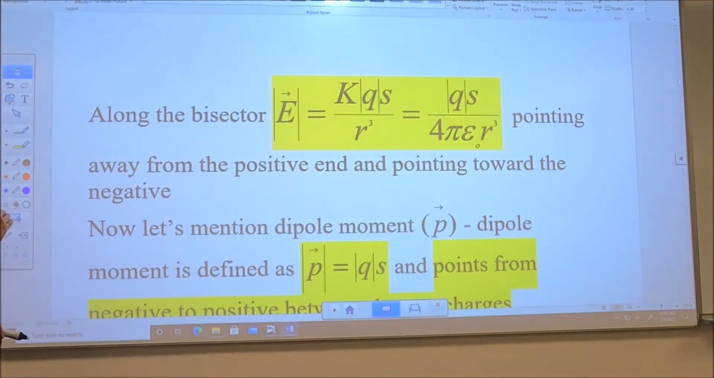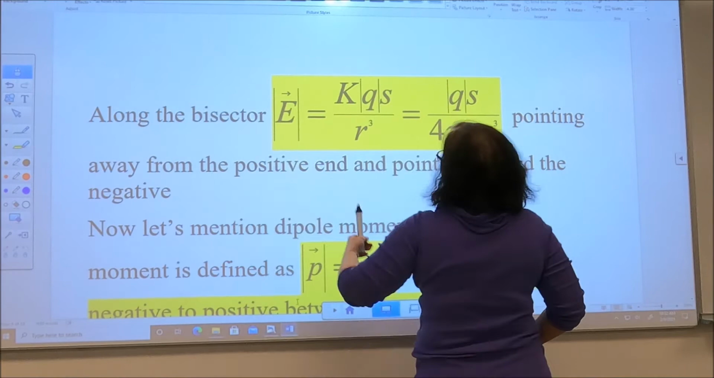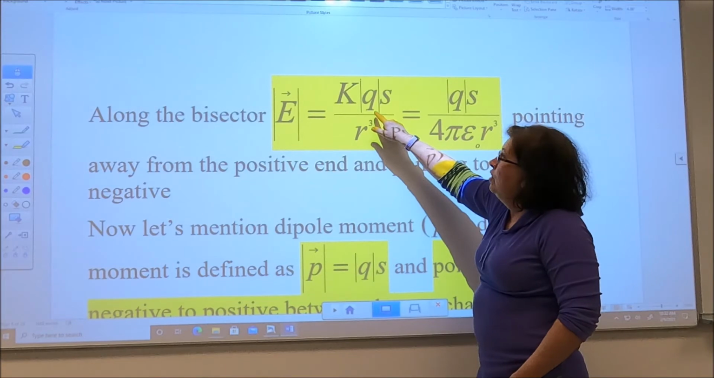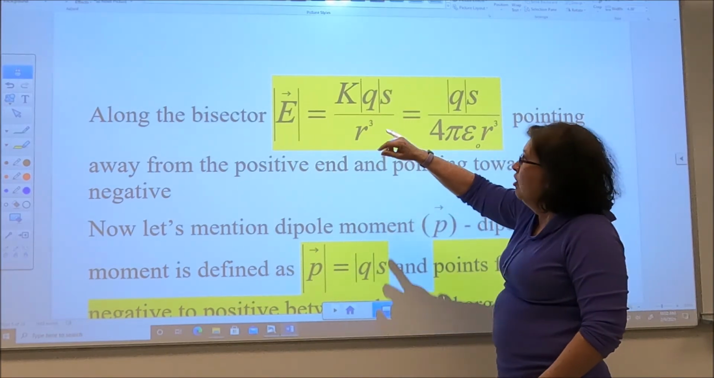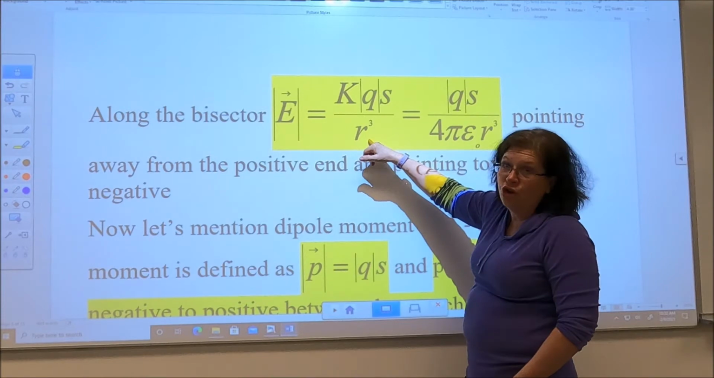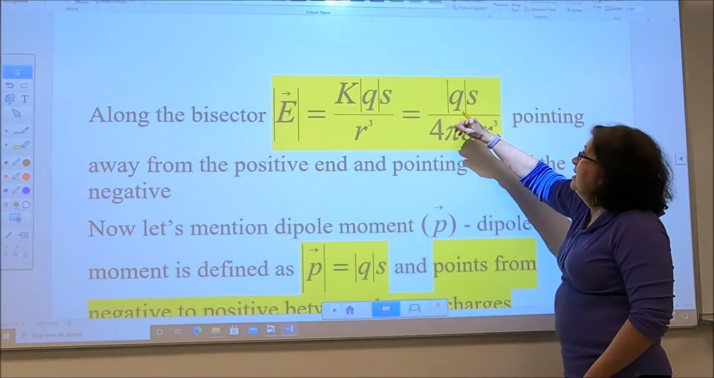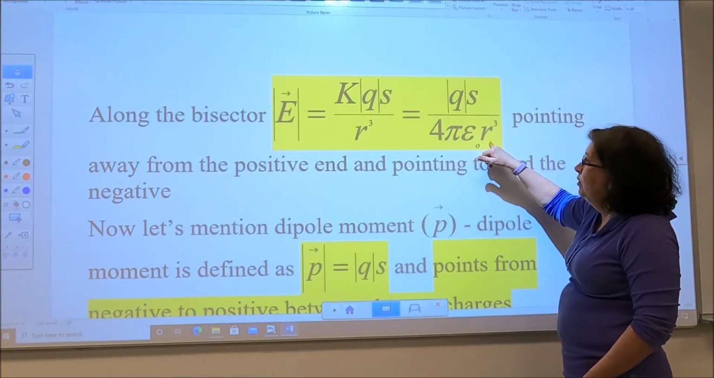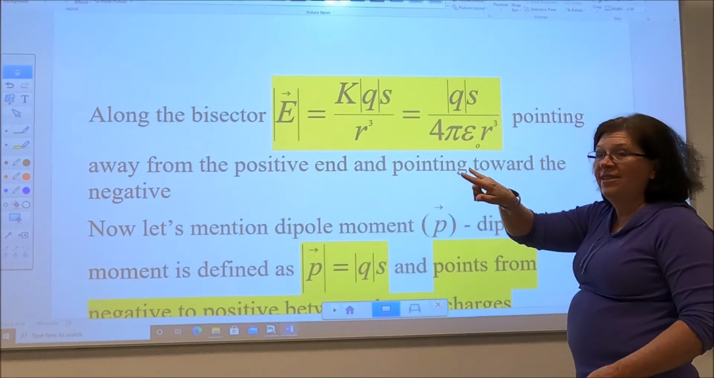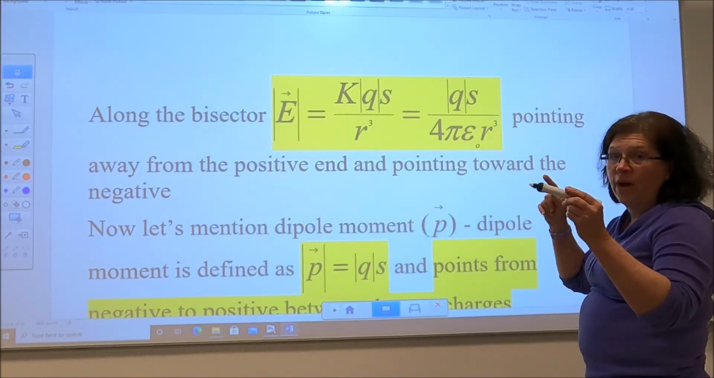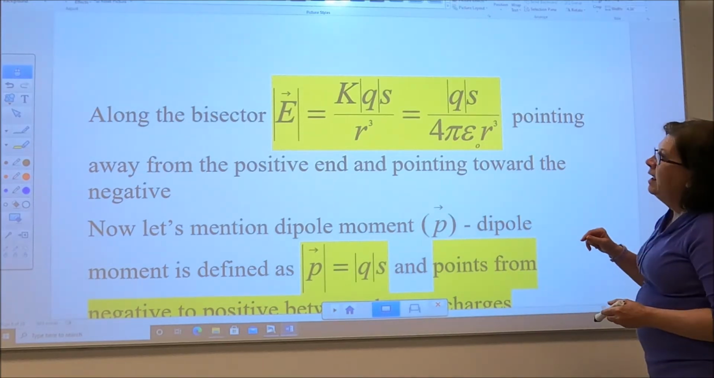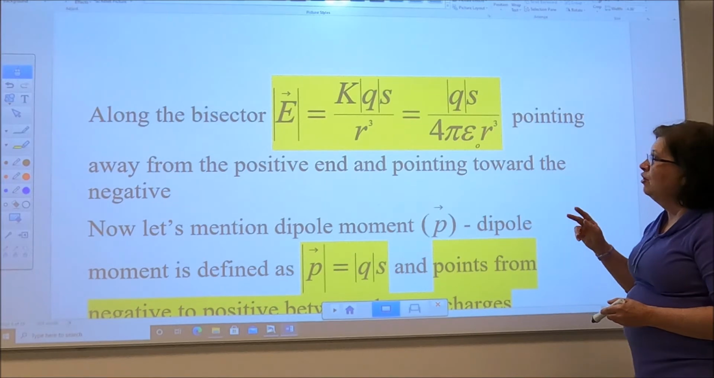Along the bisector, cutting across the midline, the strength of the electric field is equal to KQ, where Q is the magnitude of the two charges, times S over R cubed. It's also sometimes written as QS over 4 pi epsilon 0 R cubed, where R is the distance out from the bisector. And it points away from the positive end and toward the negative end.